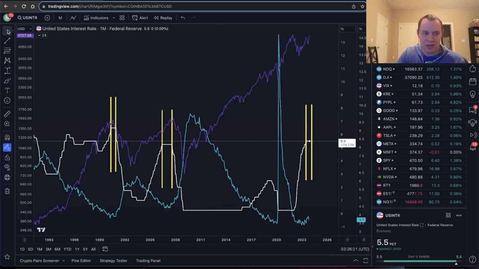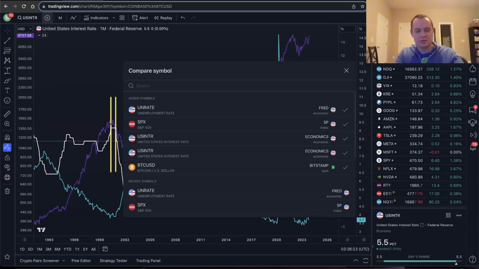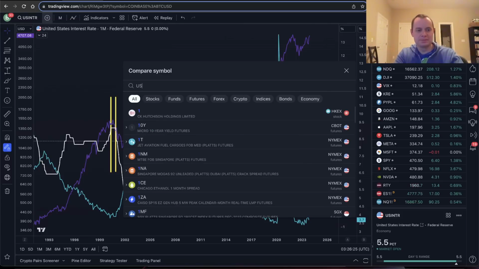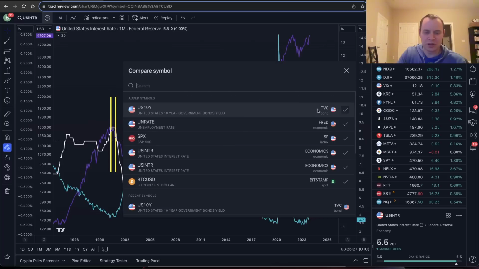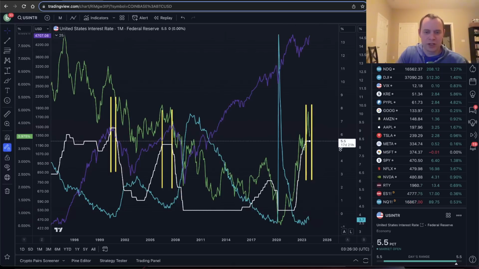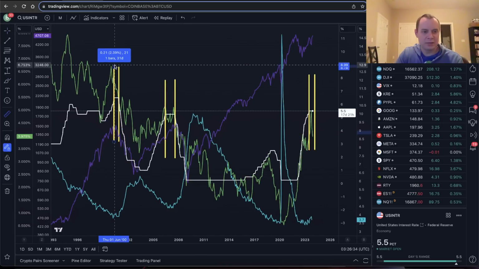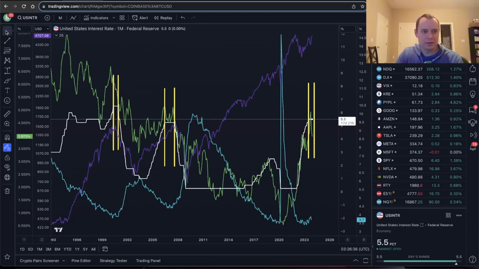Now, we can also overlay the 10-year yield, right? So overlay the 10-year yield onto this chart. And what you'll notice here, let me extend this up.